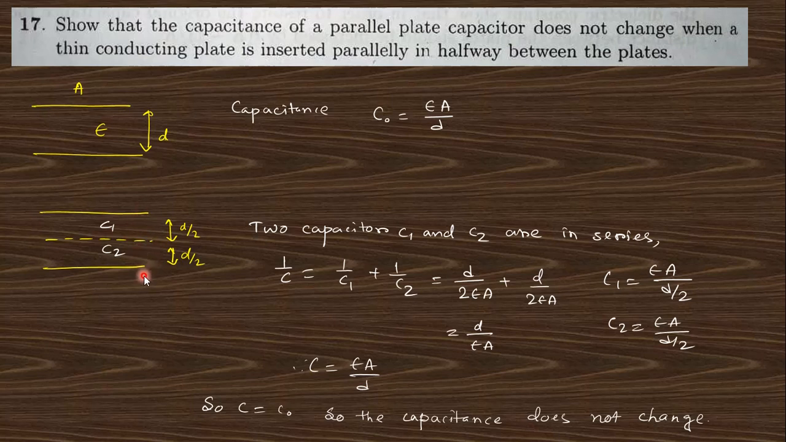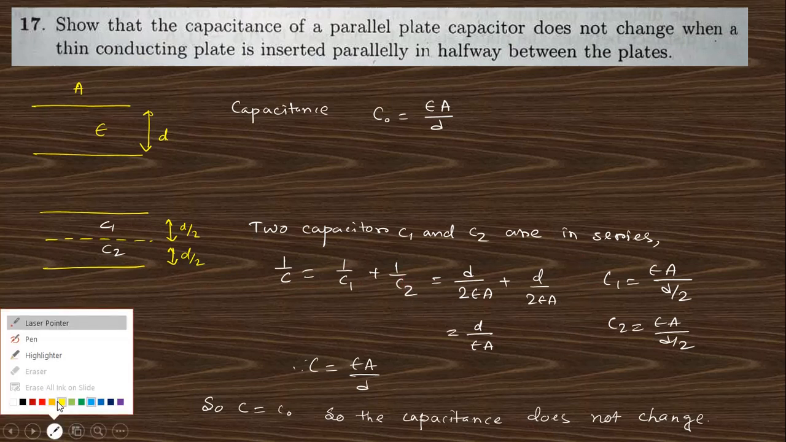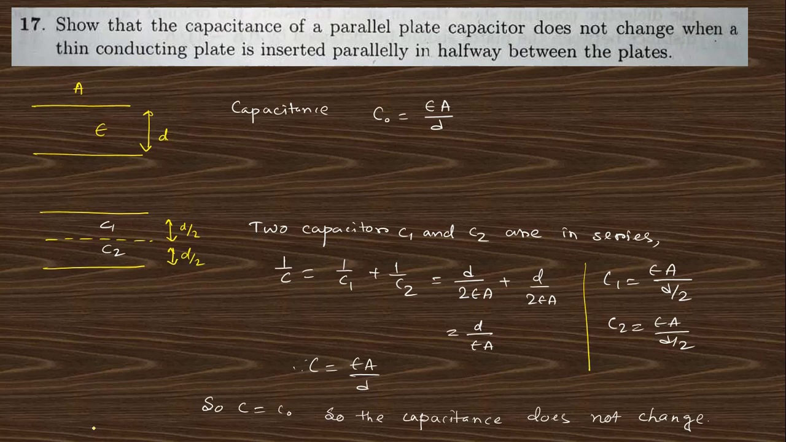So these two capacitors are in series. The series combination will be 1 by C equals 1 by C1 plus 1 by C2. Here C1 equals epsilon A by d by 2, because this gap changes to d by 2, and C2 equals epsilon A by d by 2. So finally we get C equal to epsilon A by d. Without this plate the capacitance equals epsilon A by d, and with this plate the capacitance is the same. So the capacitance does not change by inserting this conducting plate. Next question.